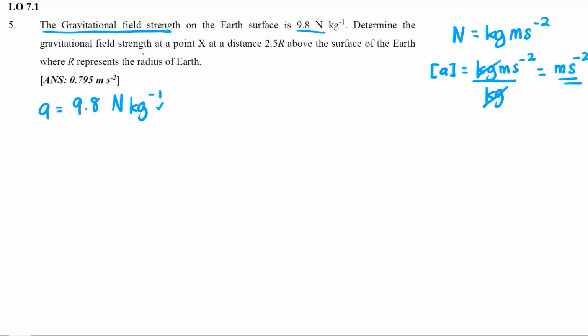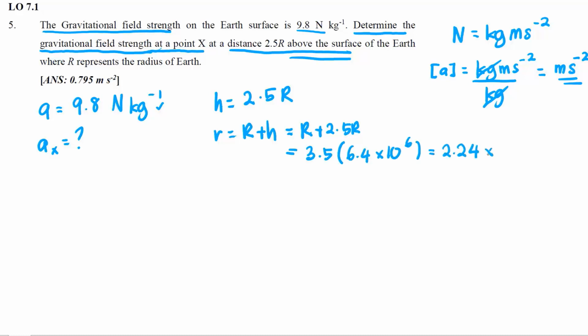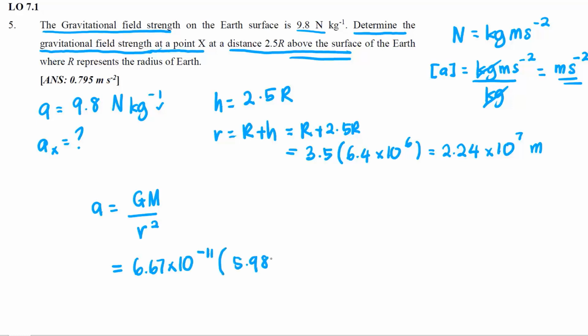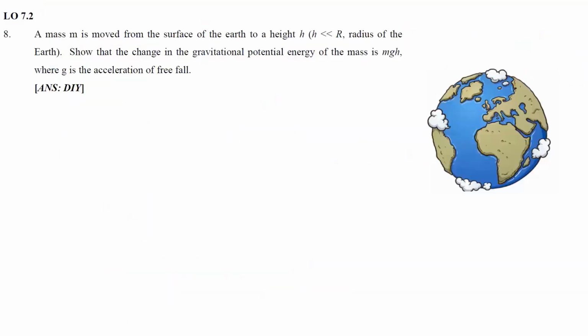So it's correct. So the question wants us to determine the gravitational field strength at point X at a distance 2.5 R above the surface of the Earth, where R represents the radius of the Earth. If you remember our assessment lecture, I've asked you how to calculate small r. So r is actually capital R plus h. So total up is 3.5 R, and that gives us the total r is 2.24 times 10 to the 7th meter. Now let's do some calculation. g equals GM over r squared. So we substitute all the values like this, and our acceleration is 0.795 meter per second per second.